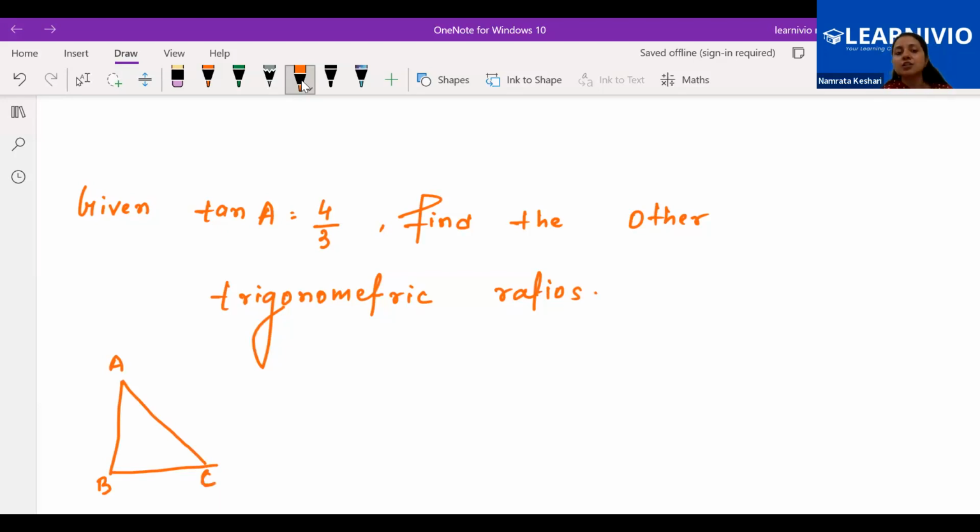That means angle A, this tan of angle A, is given as 4/3. Okay. This angle, what is the angle over here? Angle is A. B is 90 degrees. Okay. Now, what is the formula for tan?